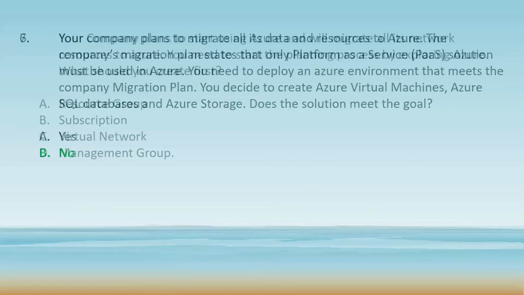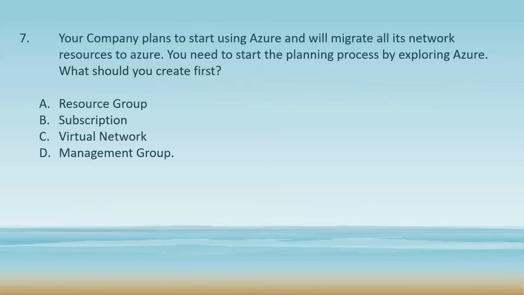Moving on to question number 7. Your company plans to start using Azure and will migrate all its network resources to Azure. You need to start the planning process by exploring Azure. What should you create first? Your options are resource group, subscription, virtual network, management group.